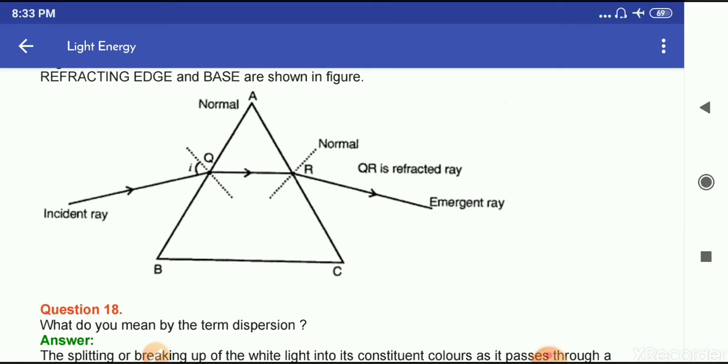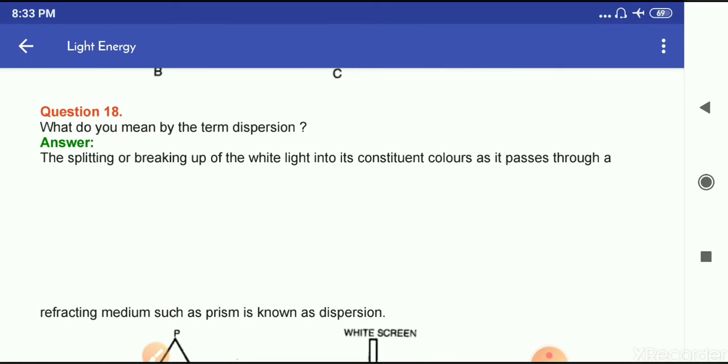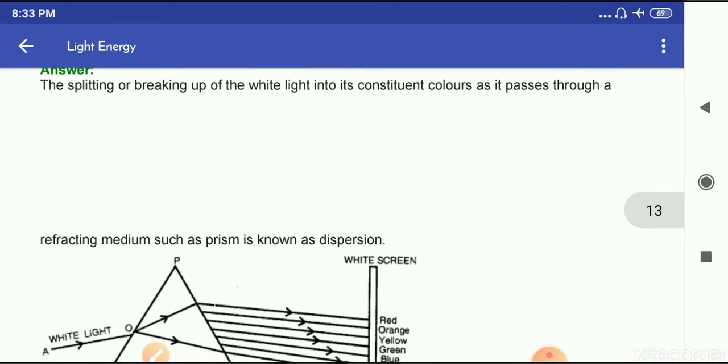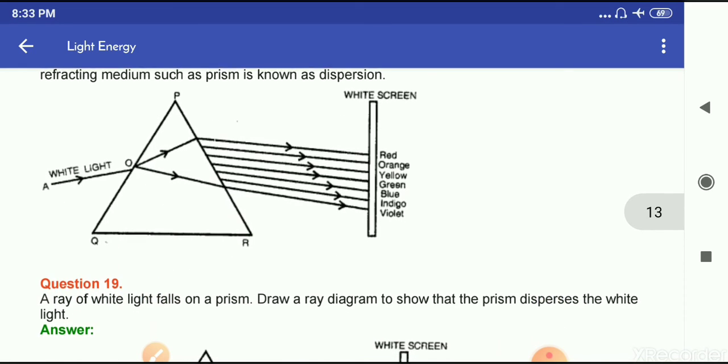Okay. Now question number 18, what do you mean by the term dispersion? The splitting or breaking up of white light into its constituent colors as it passes through a refracting medium such as a prism is known as dispersion. You have to draw this diagram also.